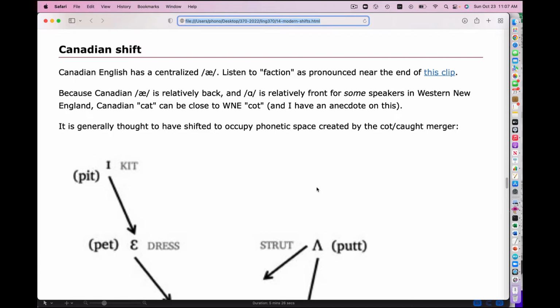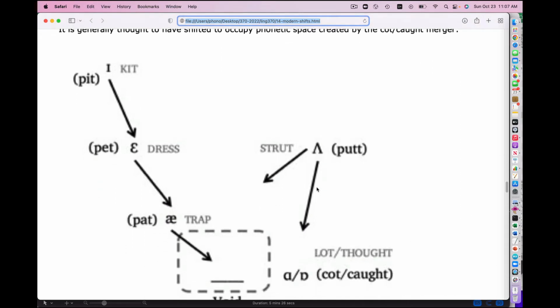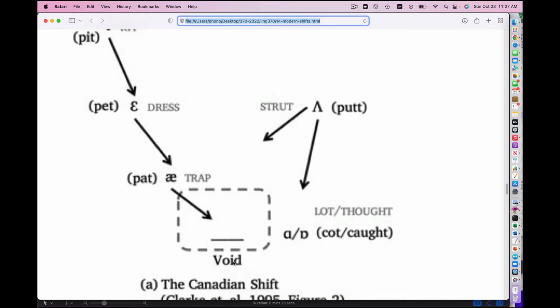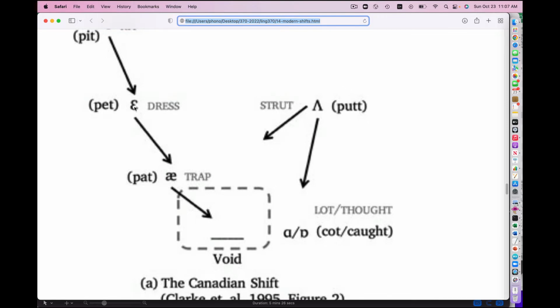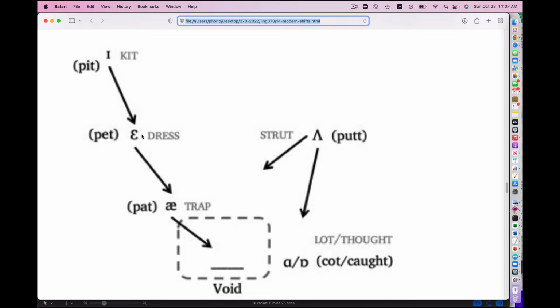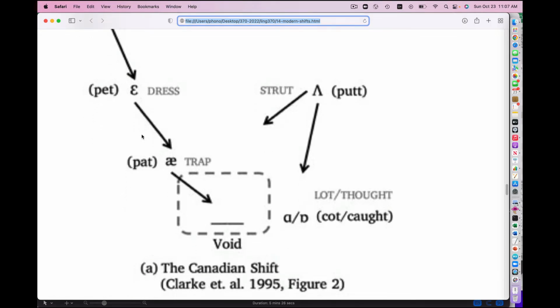So the Canadian [æ] is generally thought to have shifted to occupy the space that was opened up when [ɑ] merged with [ɔ]. Again, this is an example of a pull chain where the [ɑ] moves down here, and then in this diagram we have [ɛ] moving down to where [æ] is, [ɪ] moving down to where [ɛ] is. This is from a 1995 paper.